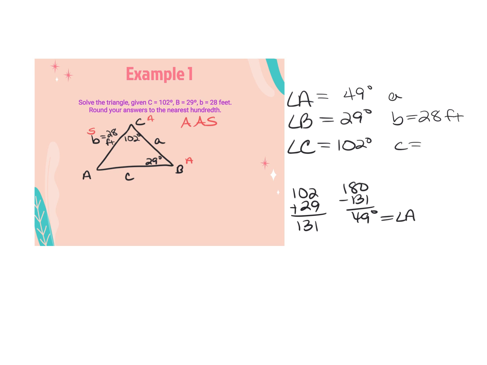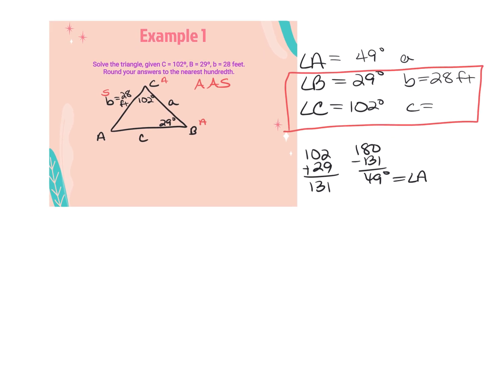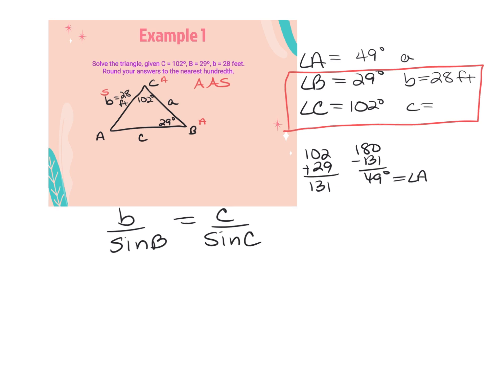So when I go to set up my first proportion, I'm going to set up and find side C first. I'm going to use my given because right now if I use angle A to find C, I might have made a mistake when I added and subtracted. So try to always use the given when you can. So the proportion that I'm going to be setting up to solve this is side B over sine of B is equal to side C over the sine of C.